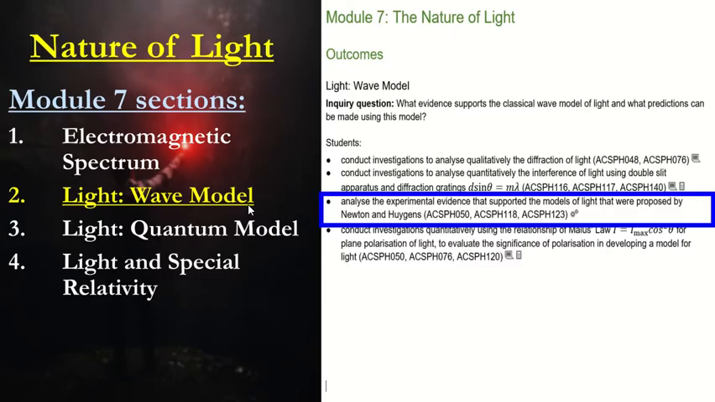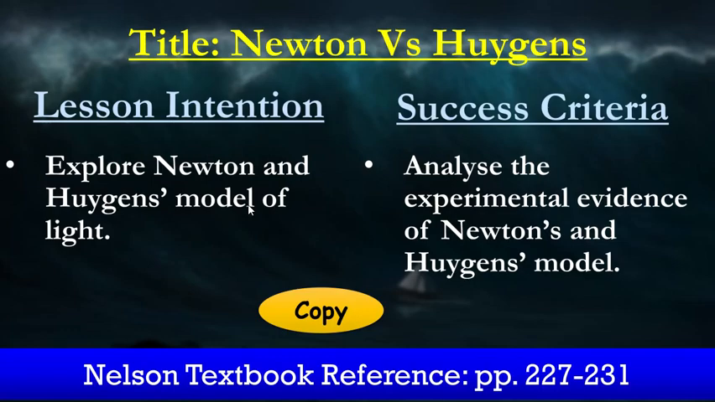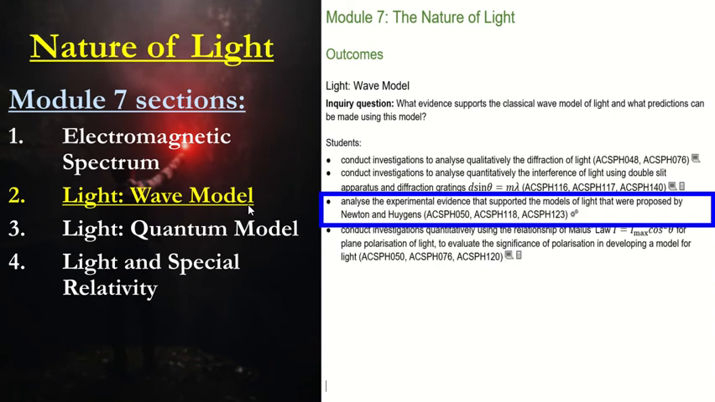Alright, so our journey today will be exploring Newton and Huygens' model of light, and then we're going to look at some experimental evidence that might inform us of whose is more valid, at least for that particular point in time. In this particular dot point, we are being asked to analyze the experimental evidence that supports the model of light as proposed by Newton and Huygens.